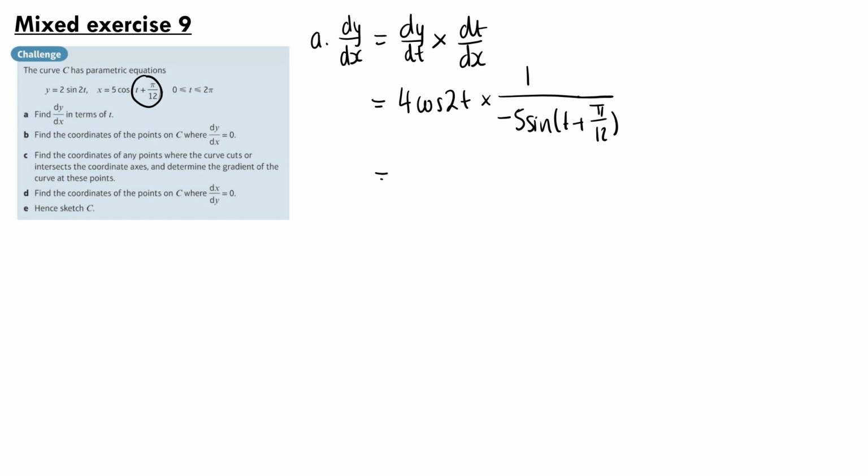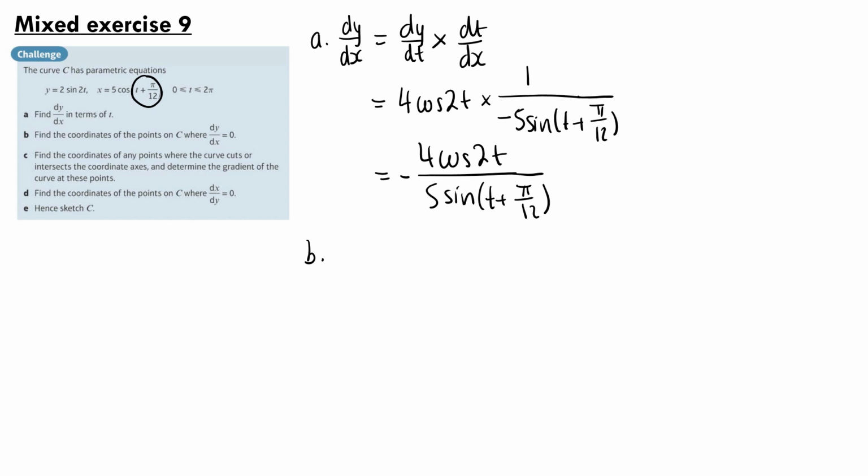And we can rewrite that as a single fraction by putting this 4 cos of 2t on top. And if we take away the minus in front, just to make things look a little bit neater, that is our dy by dx. Okay, and for part B then, find the coordinates of the points on C where dy by dx is equal to 0.